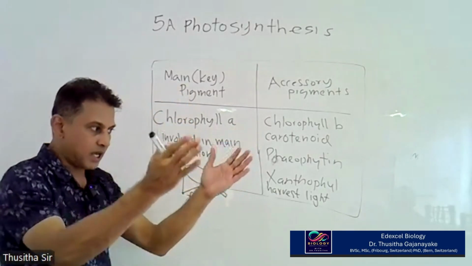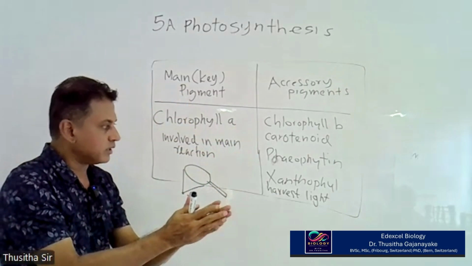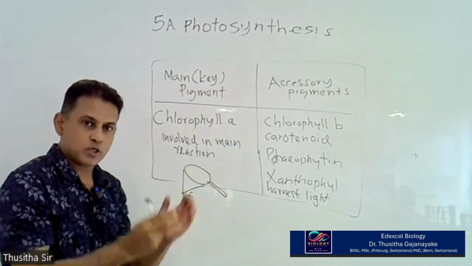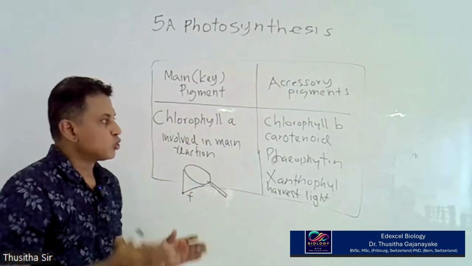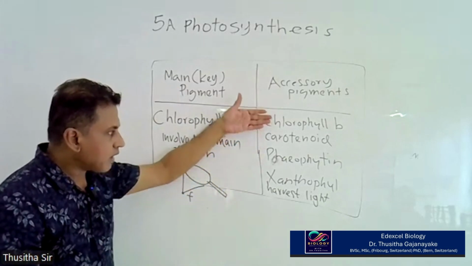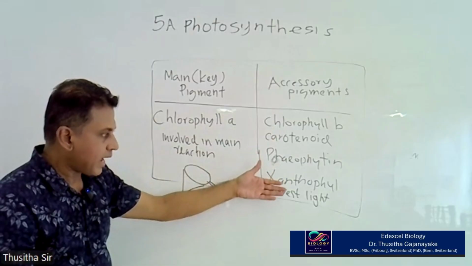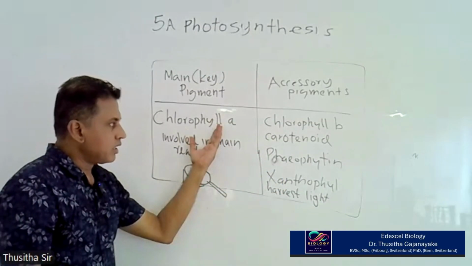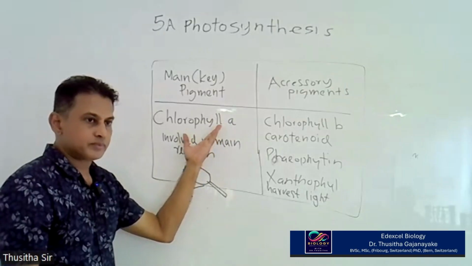So when they harvest the light, some kind of damage can happen because it's too much energy. You will see they harvest the light, and they bring it to the chlorophyll A. So then the chlorophyll A will not be damaged.